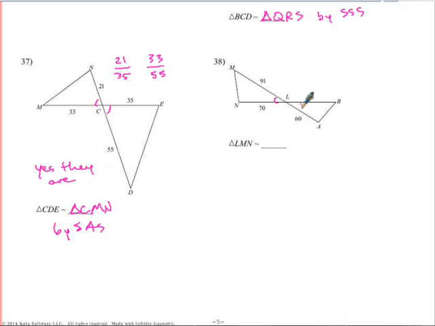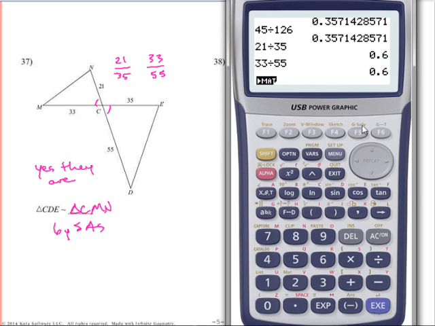Here again, I have an angle, so if they're similar, it's going to be by side, angle, side. So 70 over 60, is that equal to 91 over 78? So let's find out.